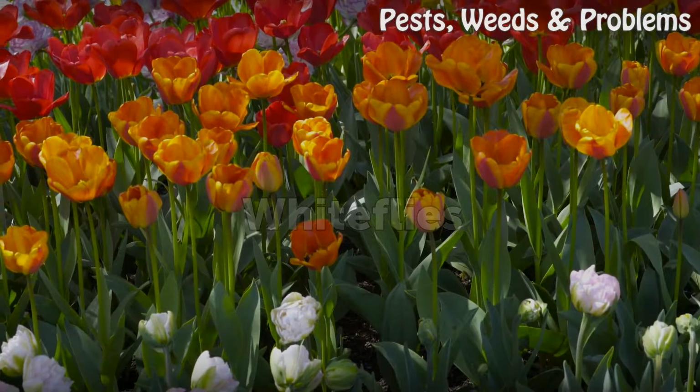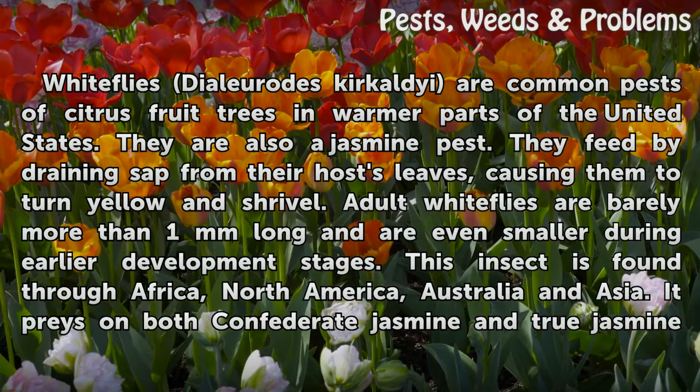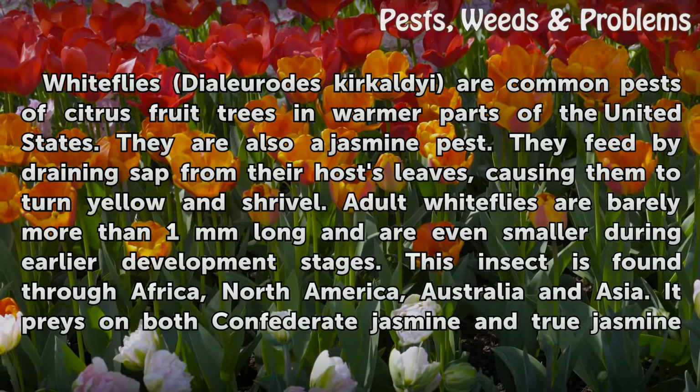Whiteflies. Whiteflies, Dialeurodes kirkaldii, are common pests of citrus fruit trees in warmer parts of the United States. They are also a jasmine pest. They feed by draining sap from their host's leaves, causing them to turn yellow and shrivel.